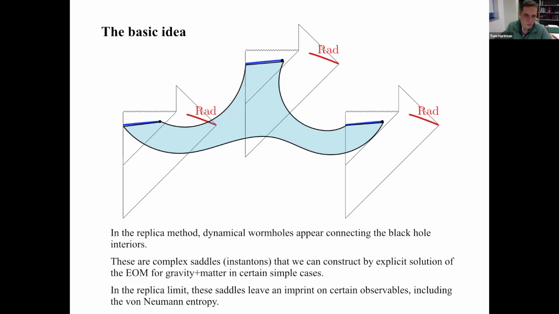These solutions that I'll talk about are complex geometries that we can construct by explicit solution of the equations of motion for gravity plus matter in certain simple cases. In the replica limit, which is this limit n to 1, these saddles, the wormholes, disappear because now there's just one copy of the system, but they leave an imprint on certain calculations, including the calculation of the von Neumann entropy.